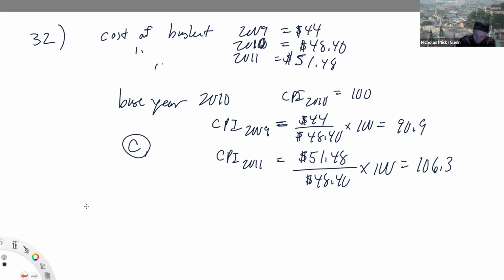All right. Okay. So we're going for 33. This is connected. The base year is still going to be 2010. The same price index, same basket. But we want to know what the inflation rate in 2010 is. Okay.